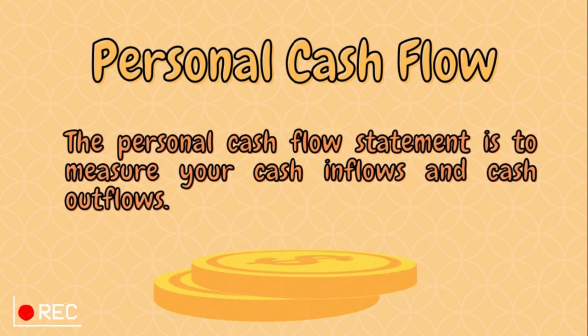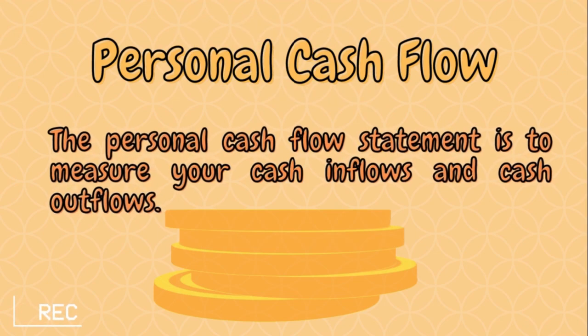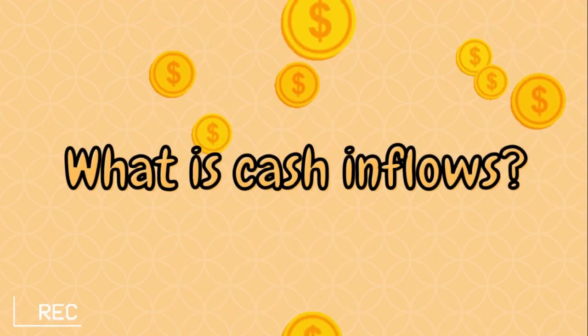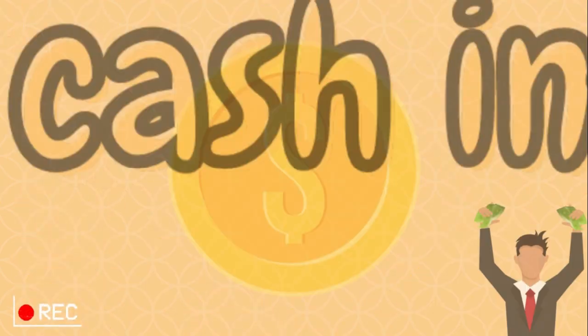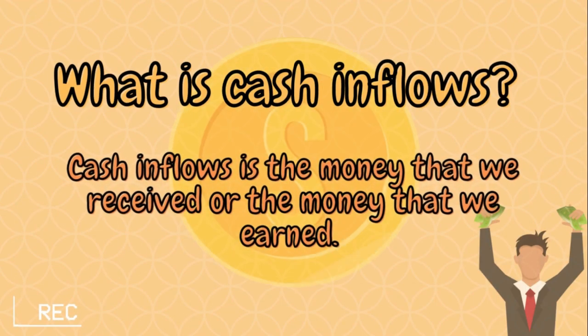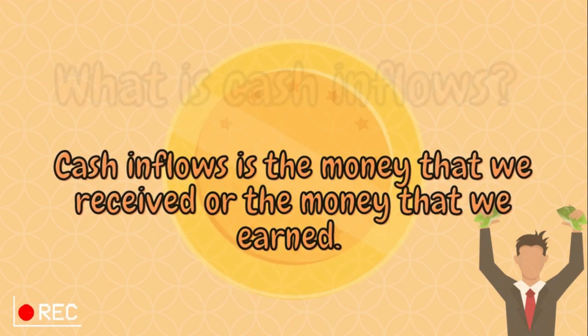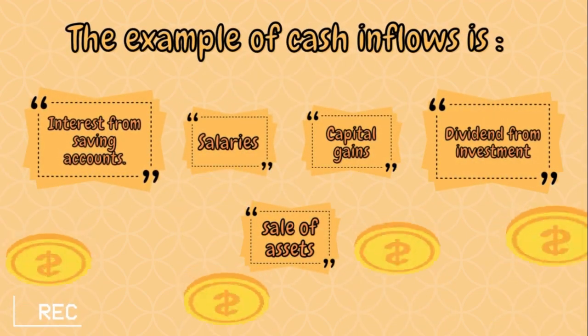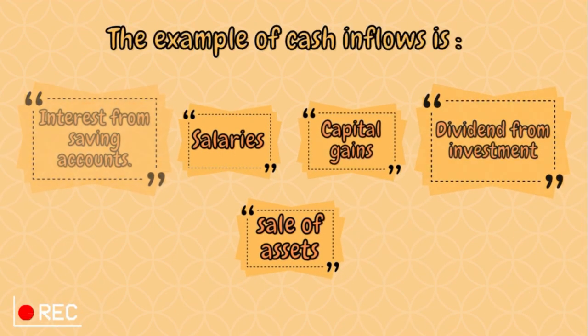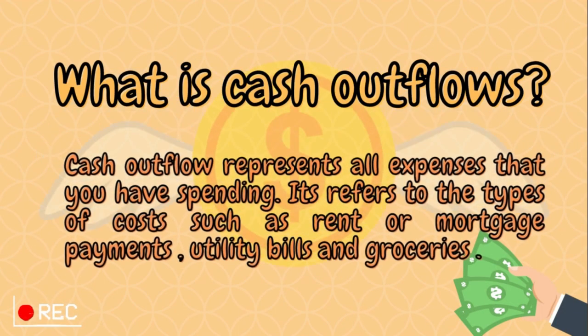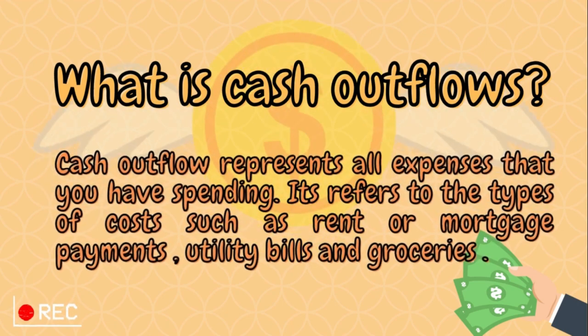The personal cash flow statement is to measure your cash inflow and cash outflow to show how much you have been spending and how much income you earn. What is cash inflow? Cash inflow is the money that we receive, or simply said, the money that we earn. Examples of cash inflows are salaries, interest from a savings account, dividends from investment, capital gains, and also the sale of assets. Next, cash outflow represents all expenses that you spend.